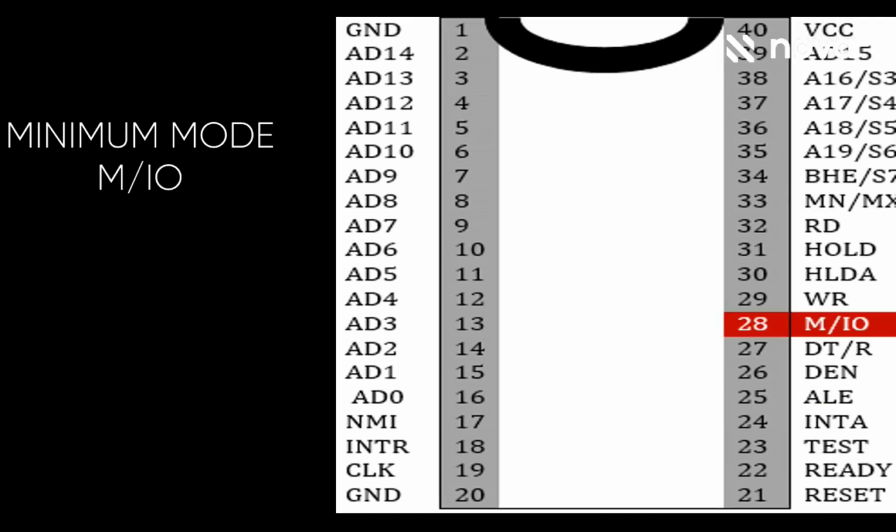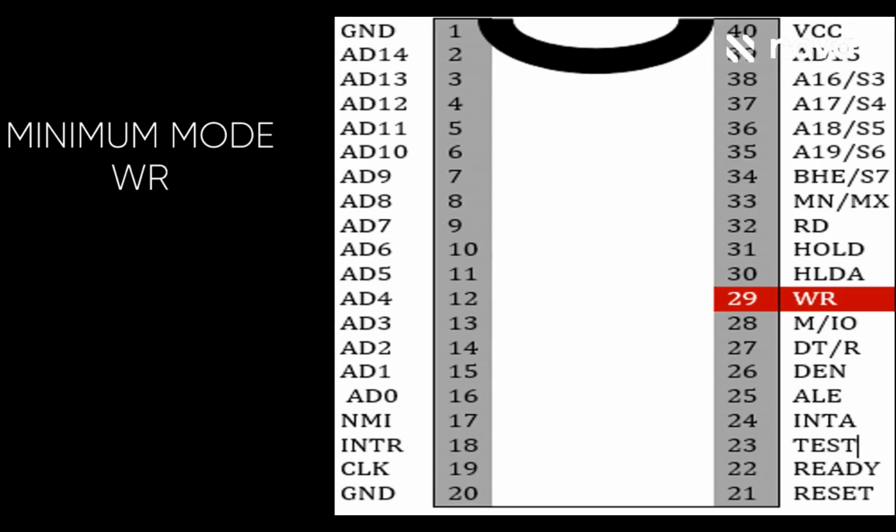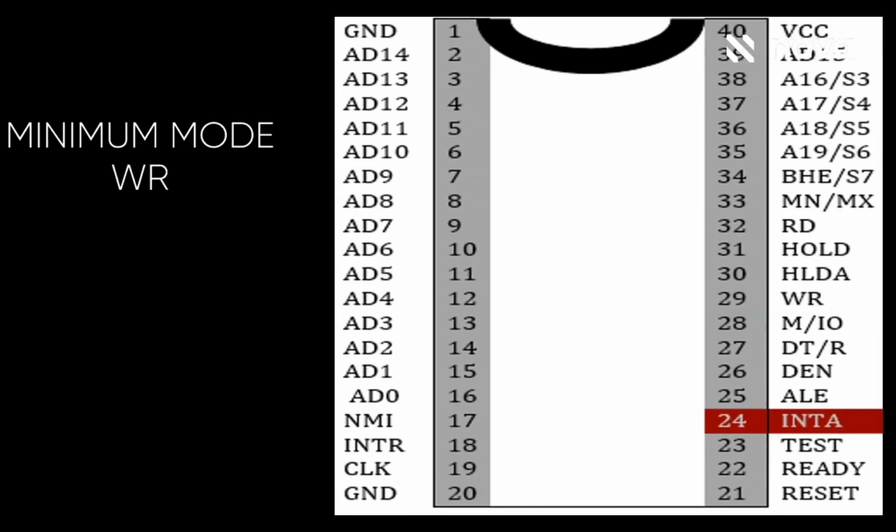M/IO, used to differentiate memory access and I/O access. For memory reference instructions, it is high. For IN and OUT instructions, it is low. WR, write control signal, asserted low whenever the processor writes data to memory or I/O port. INTA, interrupt acknowledge. When the interrupt request is accepted by the processor, the output is low on this line.